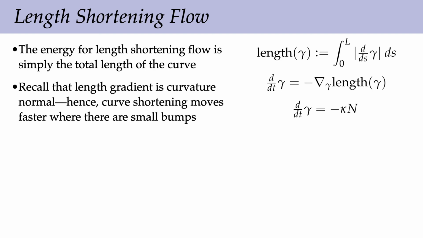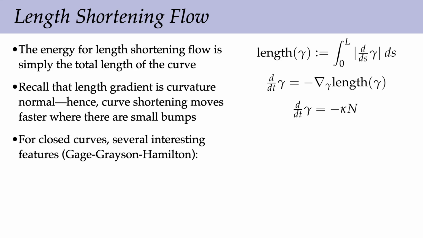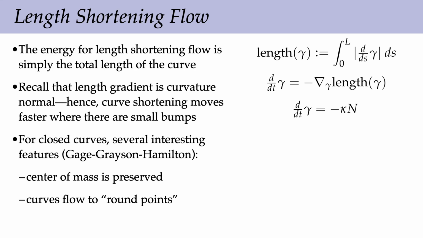Now, you noticed something really interesting just happened. Our curve vanished. It went to a point and disappeared. And for closed curves, this length shortening flow has some very interesting and well-known behavior. One is that the center of mass is always preserved. Right? So if I integrate position along the curve and take the average, that's always going to stay in the same place. Curves always flow to what some people call round points. This just means over time it becomes more and more circular, but also that circle then starts to shrink until it evaporates into a point.